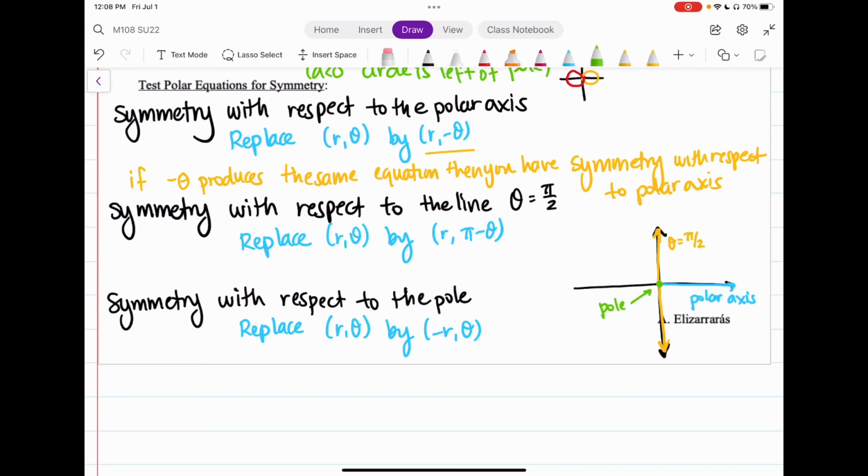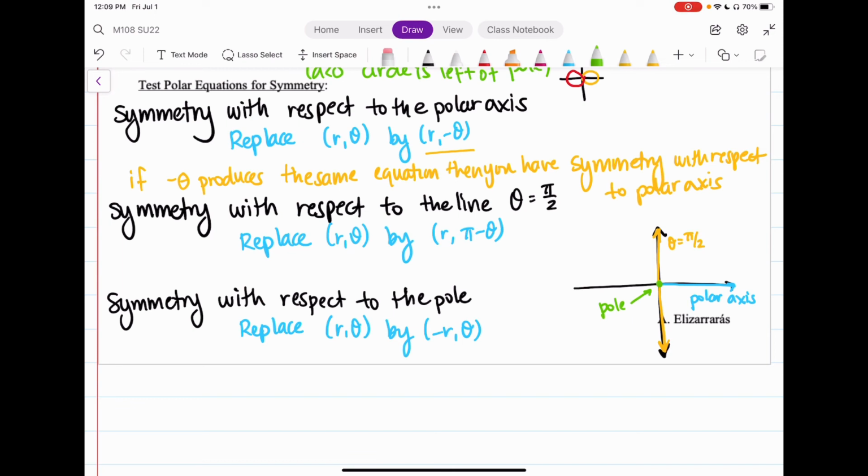This graph to the right shows you the different parts that we're talking about. The polar axis is what would be the positive x-axis. The line theta equals pi over 2 is what would be the y-axis. And the pole is the origin. So when we're talking about symmetry, you're talking about either the polar axis, the line theta equals pi over 2, or the pole. If you substitute in one of these values, depending on what you're testing for, you have to test all three because there are three different things that you're substituting in.